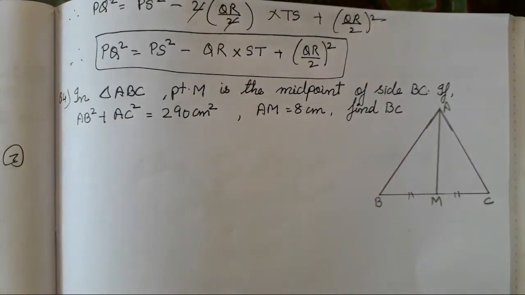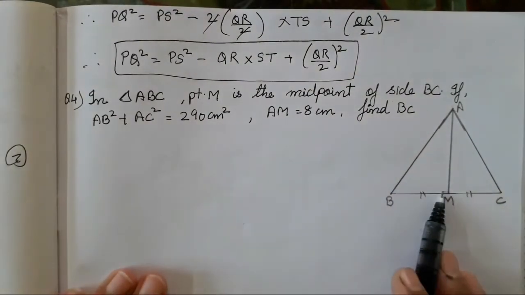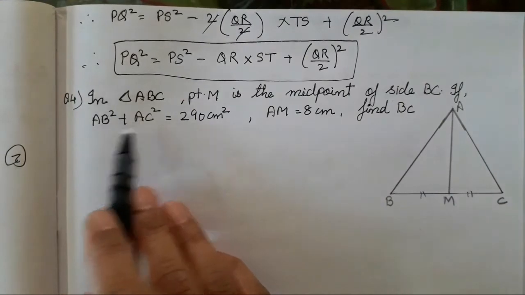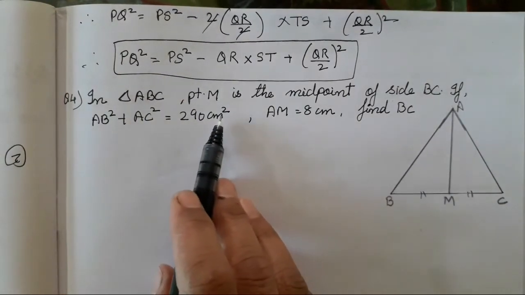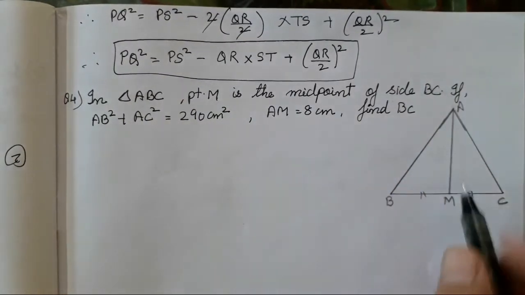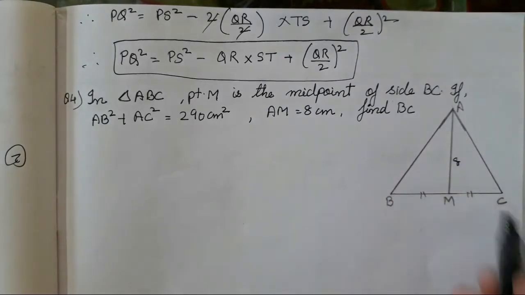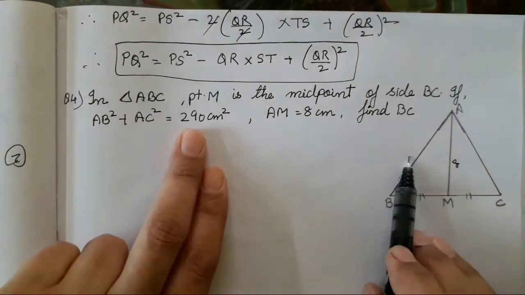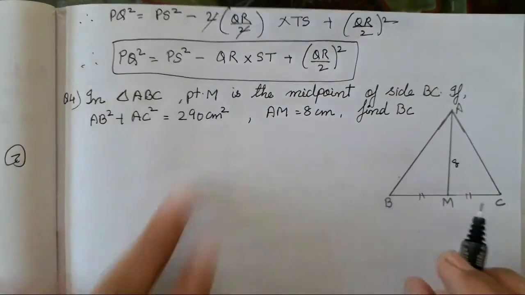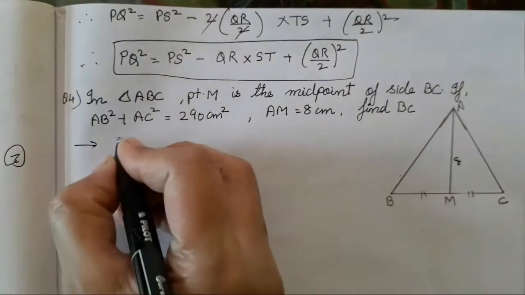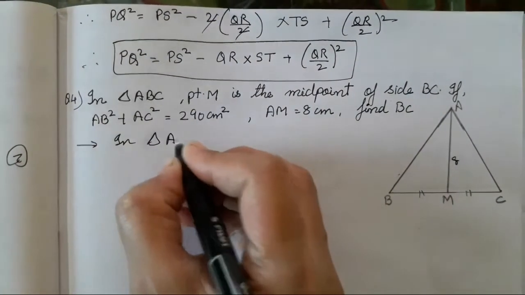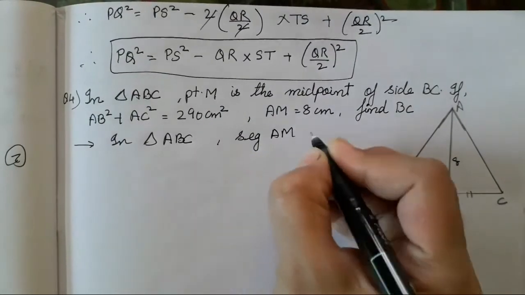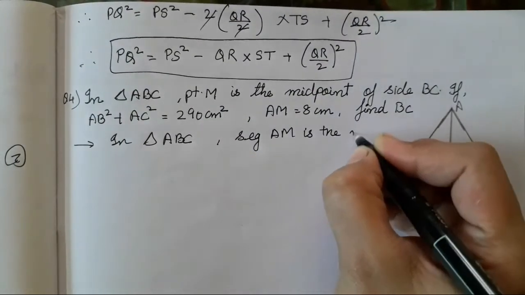Now, question number 4. In a triangle, M is the midpoint of the side BC. If AB square plus AC square is 290 centimeter square, AM is 8. Find BC. So AB square plus AC square is going to be 290 centimeter square. In triangle ABC, segment AM is the median.